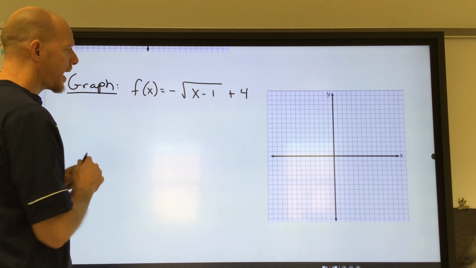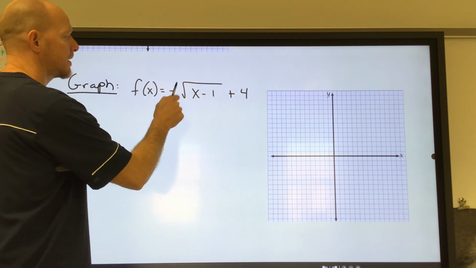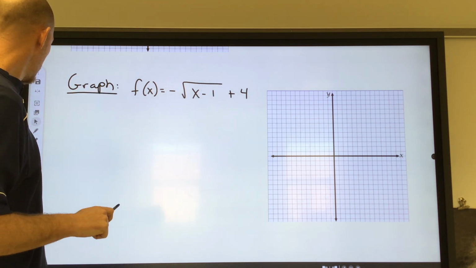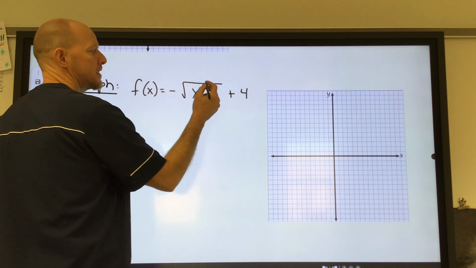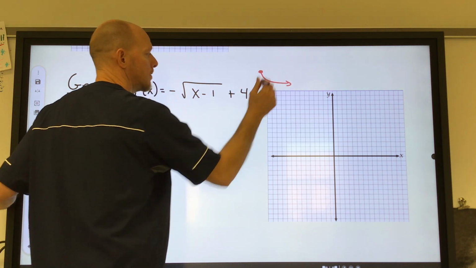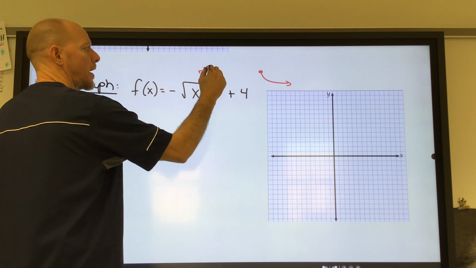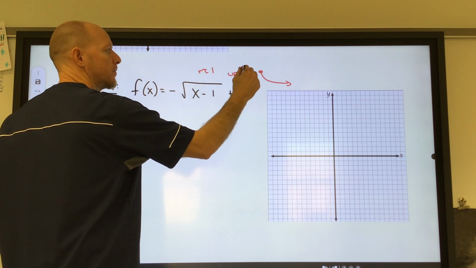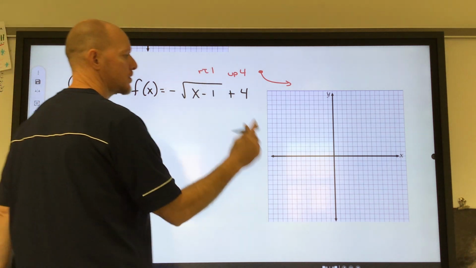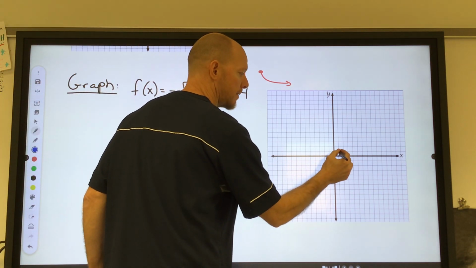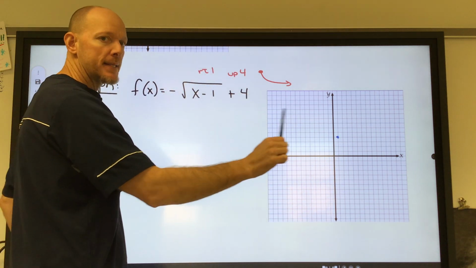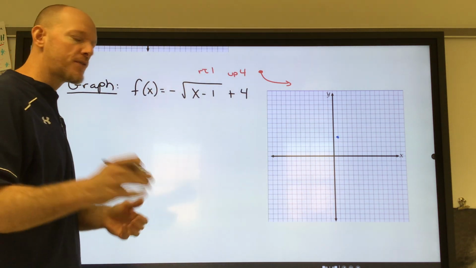So if I am to graph a function that says negative square root of x minus 1 plus 4, I can envision what the shape's going to look like. This negative means it's going to open down, like so. This means right 1, up 4. So if I'm actually graphing this, I could start off and say, all right, I'm going to go right 1, up 4: 1, 2, 3, 4. I know I'm going to open down, but I can actually prove that, right?